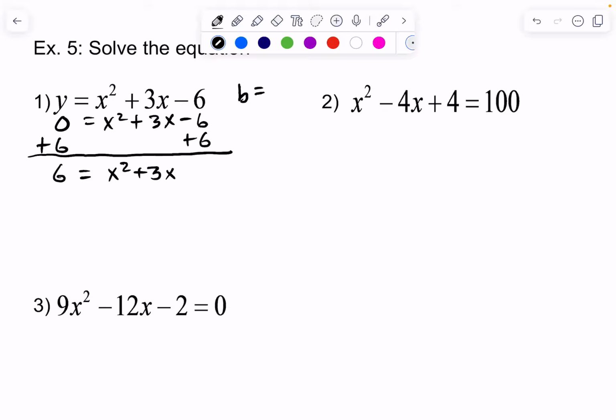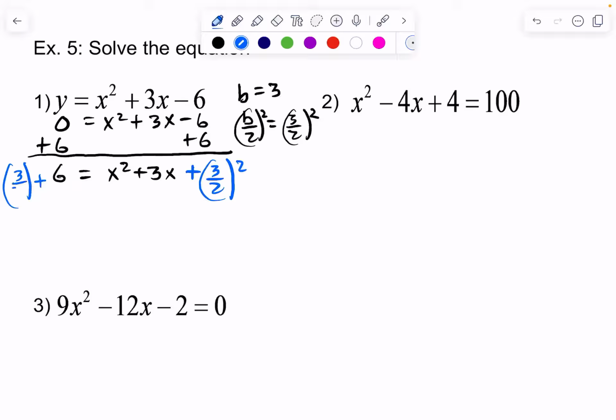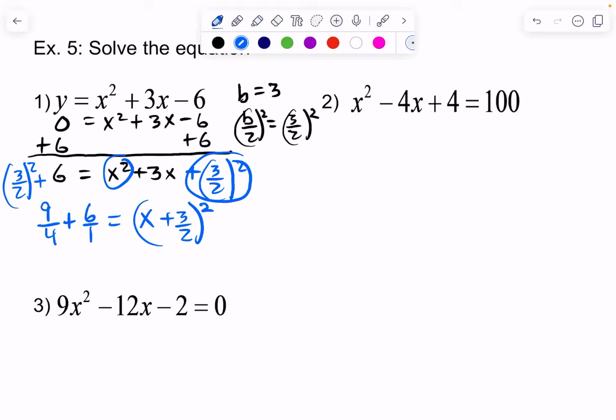My b in this particular case is 3. My b over 2 squared in this particular case is 3 over 2 squared, which I'm going to add to both sides. I'm going to add my b over 2 squared to both sides. It's going to give me 9/4 plus 6 over 1 equals, the square root of the first term is x, the square root of the last term is 3/2. I'm going to square that binomial. That's going to give me 9/4 plus 6 over 1.